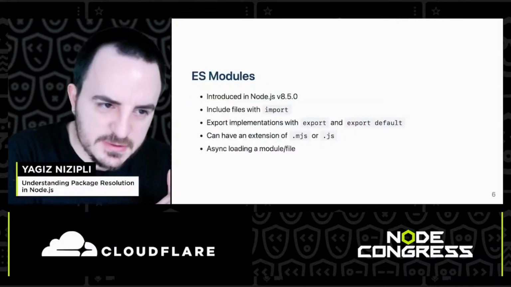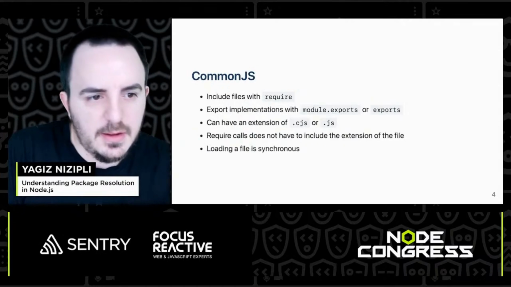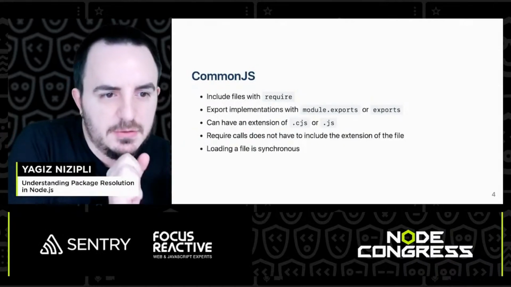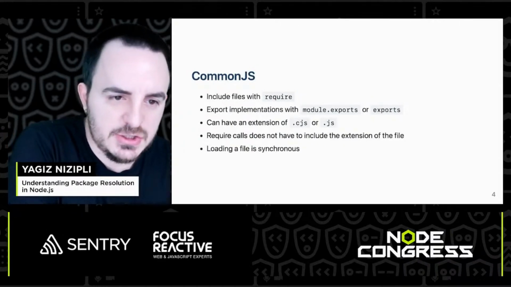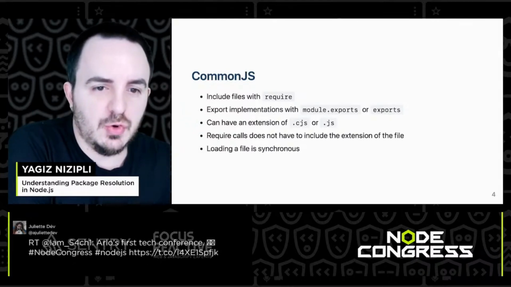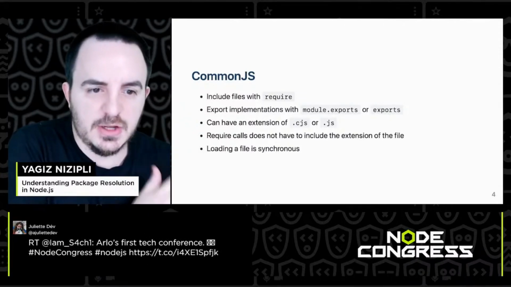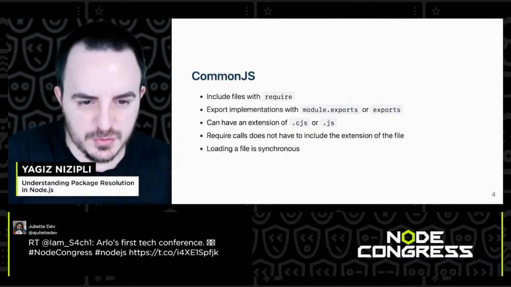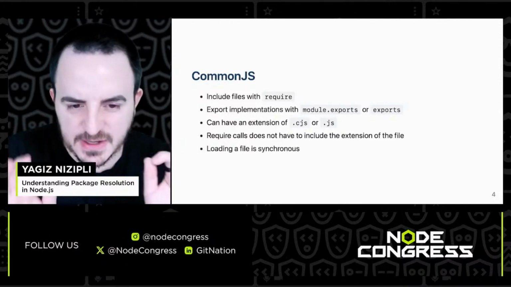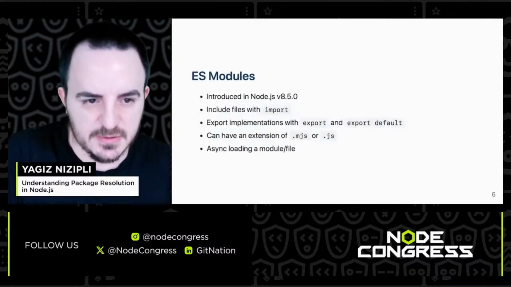So, as I said, in order to include additional modules with CommonJS, you need to call it with require. Inside the file that you want to require, you need to export the implementation with module.exports, and so on and so forth. So it can have an extension of .cjs, which is CommonJS, and .js.